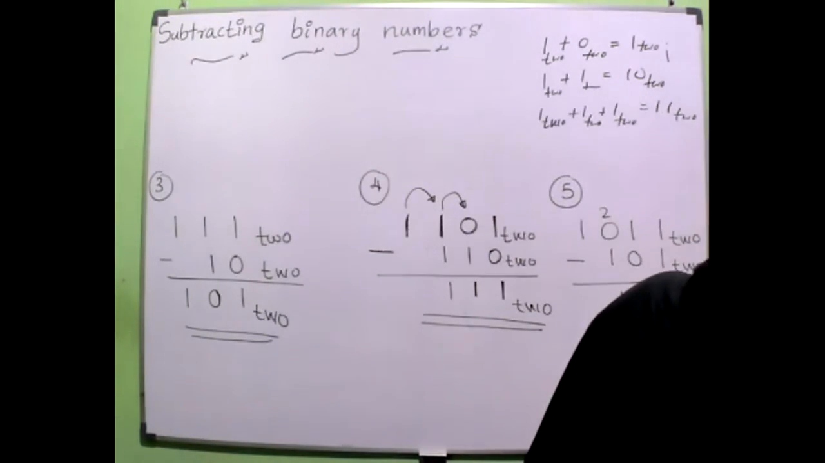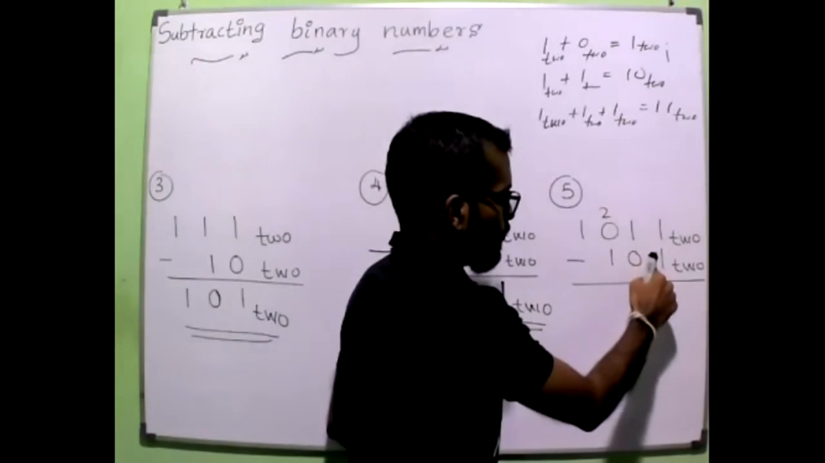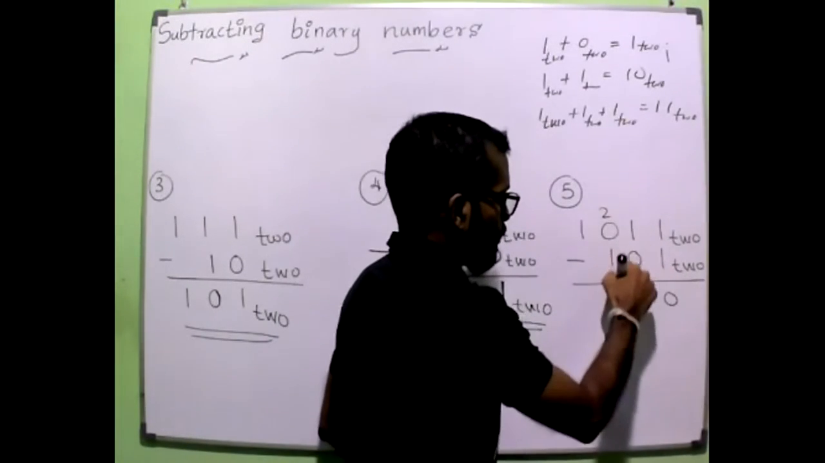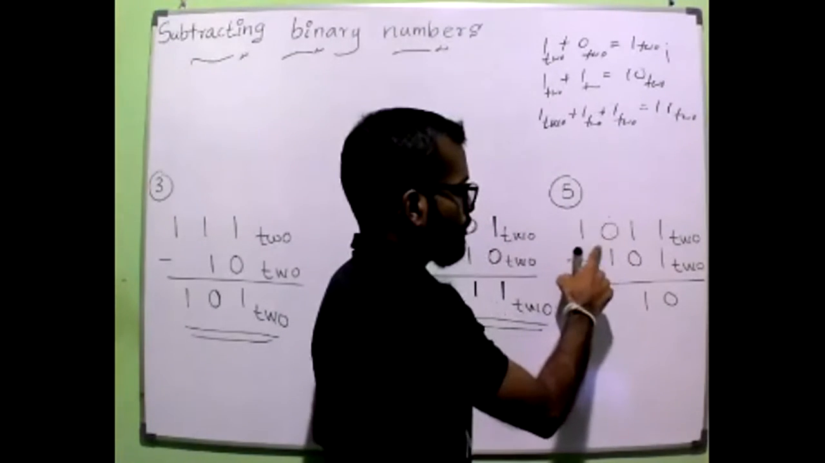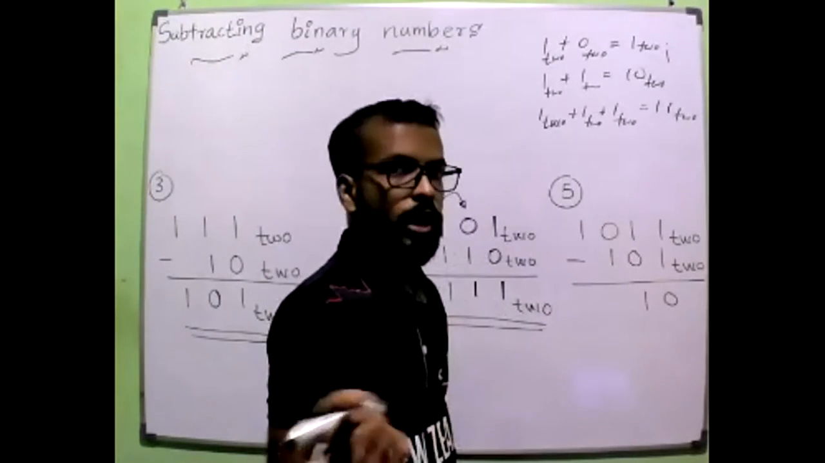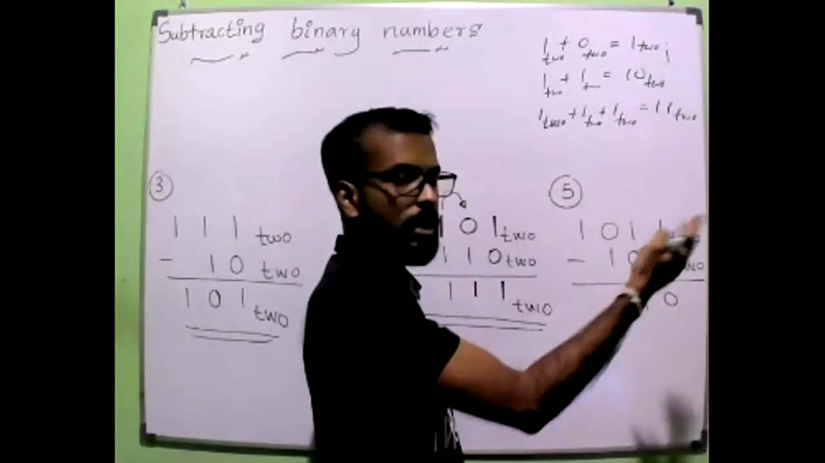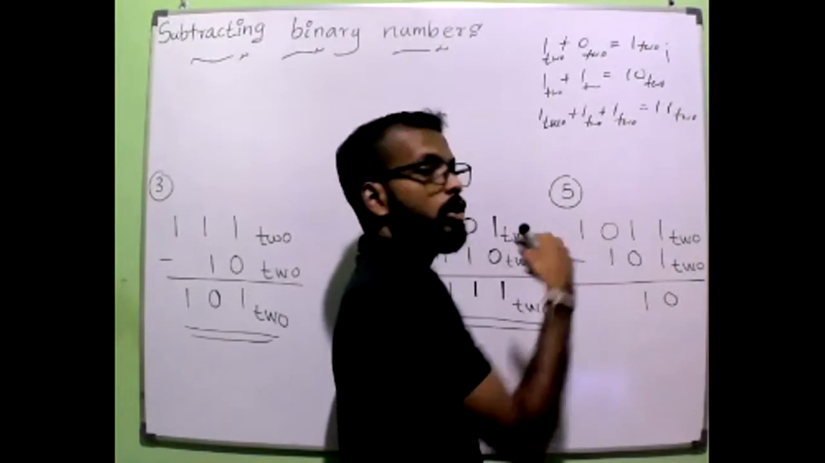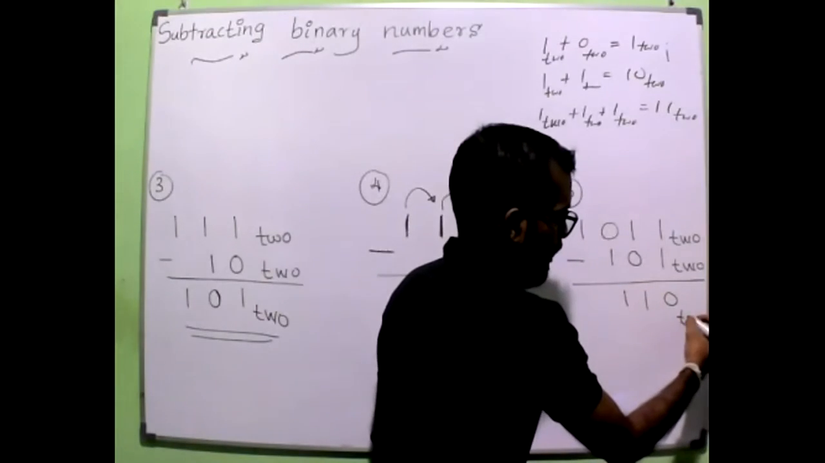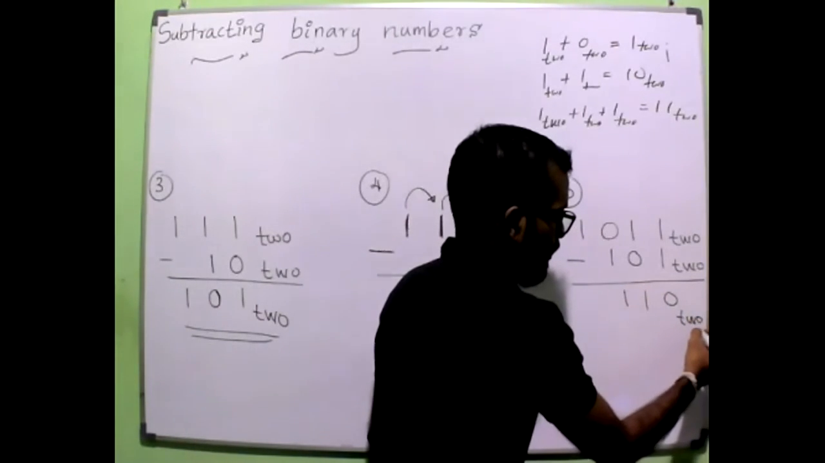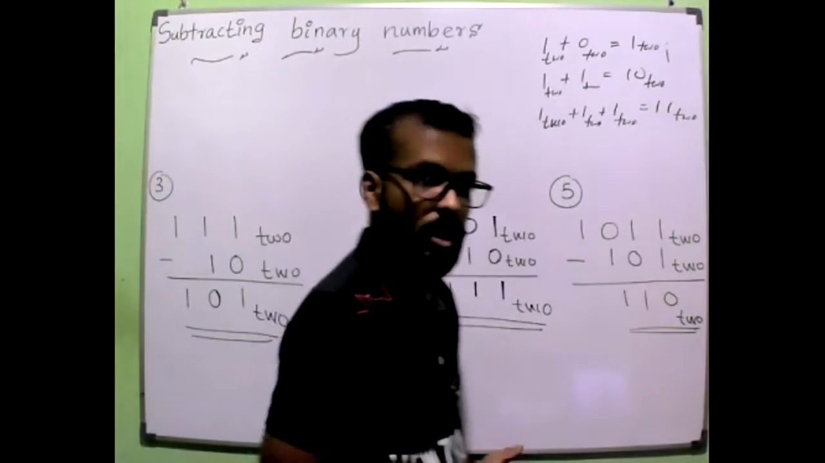So I will tell you again. Here 1 minus 1, 0. 1 minus 0, 1. Here now you have 0. 0 minus 1, cannot do that. So go to this side. Take this 1 to your right hand side. Then this 0 becomes 2. 2 minus 1, 1. And mention the base as well. Base is 2. Right? So the answer is correct.